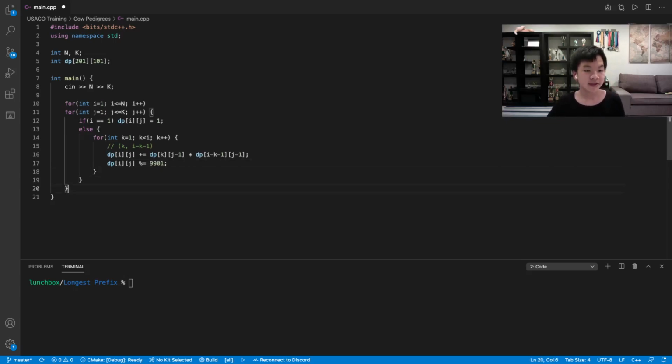Okay, so after this, let's call this our answer. So this should be equal to dp of n, k minus dp of n, k minus 1. And note that since we actually mod it over here, this could be negative, so we just add this number, and then after this we just mod it by this. Okay, so then we just print our answer.